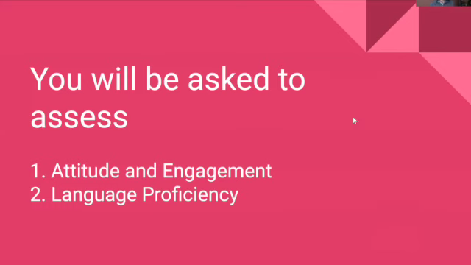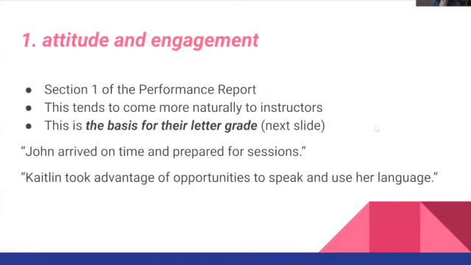So the things that you will be asked to assess are two things. One is their attitude and engagement, and I'll go into that a little bit more. And the other is their language proficiency. The attitude and engagement is the first section of the performance report. It has to do with things like: did they arrive on time and prepared? Did they take advantage of the opportunities to use their language? Did they prepare their homework? Were they actively engaged? Those sorts of things are all in the first section.